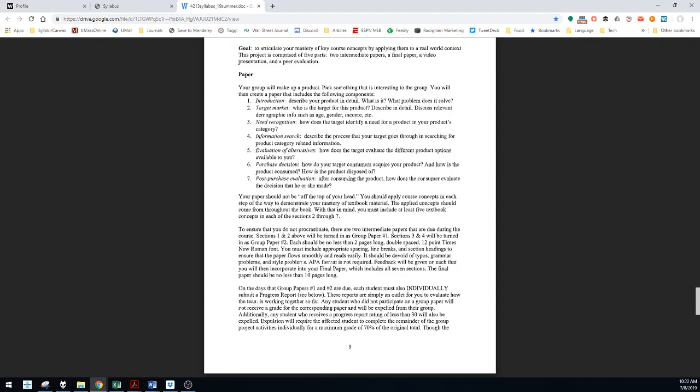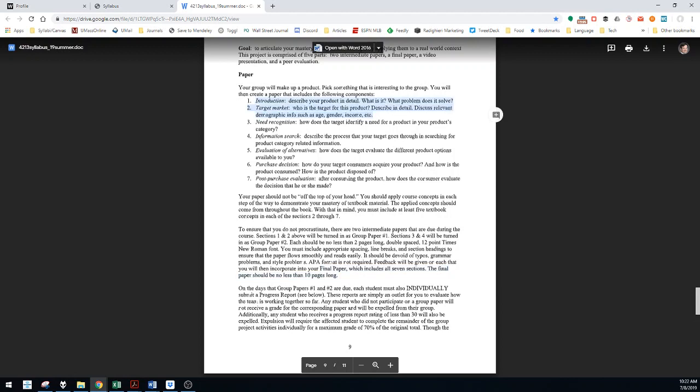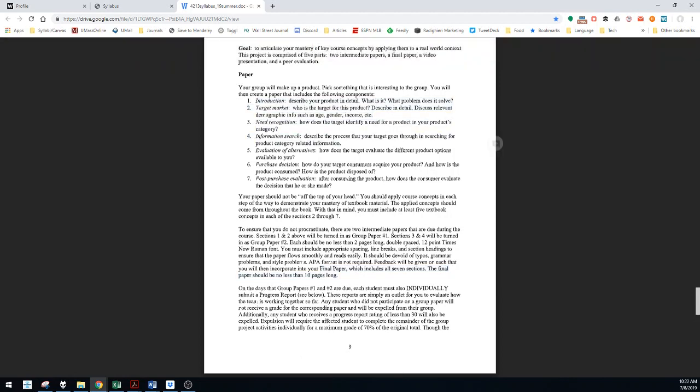Okay. The final paper should be, the 2 group papers should be at least 2 pages long each, double spaced, 12-point Times New Roman font. Okay. The final paper should be at least 10 pages long. Okay, so the way that looks is 2 for this part, 2 for this part, and then another 6 for this part. Okay, and that's if you do just the minimum in each of group papers 1 and 2.